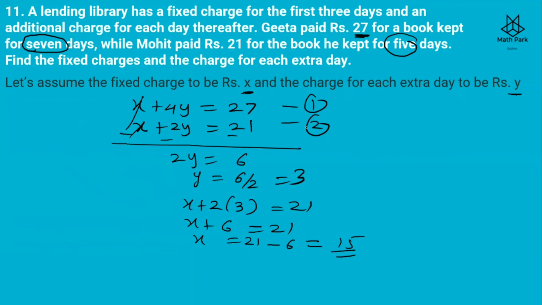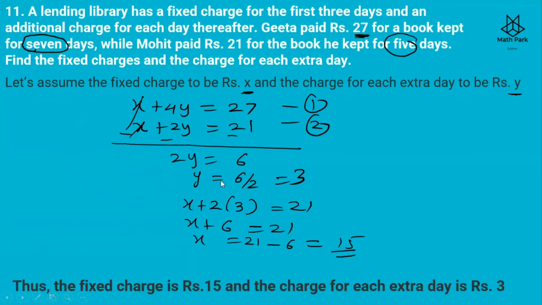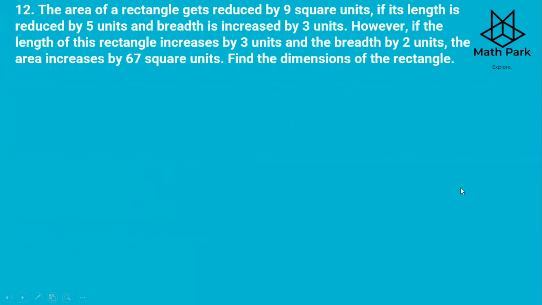Okay. And for 3 days you are paying rupees 15. And each extra day you'll have to pay ₹3. Got it? So fixed charge is ₹15 and the charge for each extra day is ₹3. Moving to question number 12.